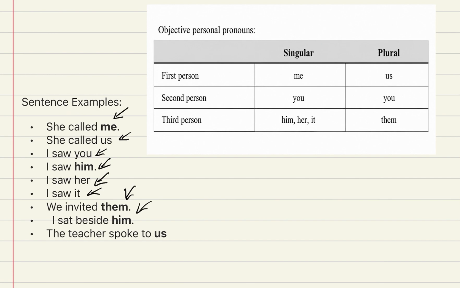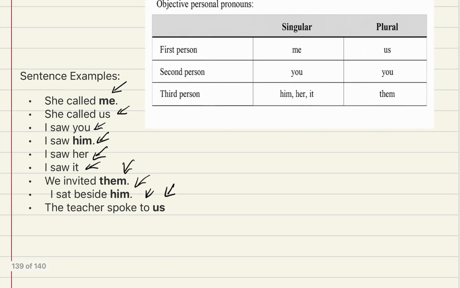And then, I sat beside him. Now the difference with this one is that you can see that it's coming after the preposition beside. So that's part of the definition. These objective personal pronouns can sometimes come after the preposition. In this case, beside is the preposition, and then you have the pronoun him, an objective personal pronoun. And then another example of that is, the teacher spoke to us. Here's the pronoun, and here's the preposition, right?